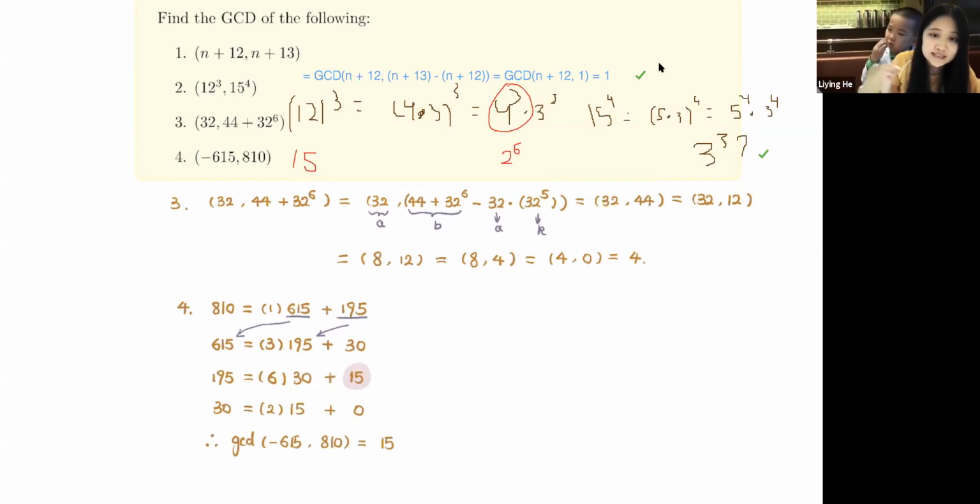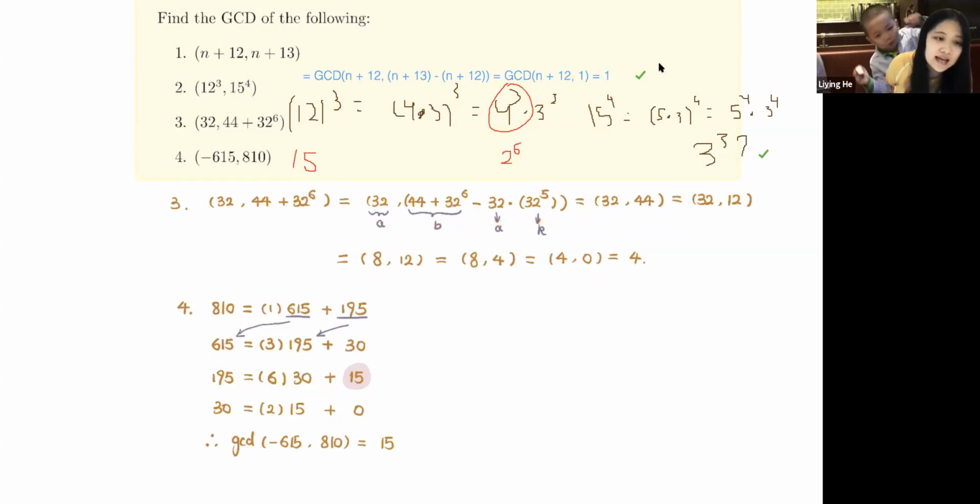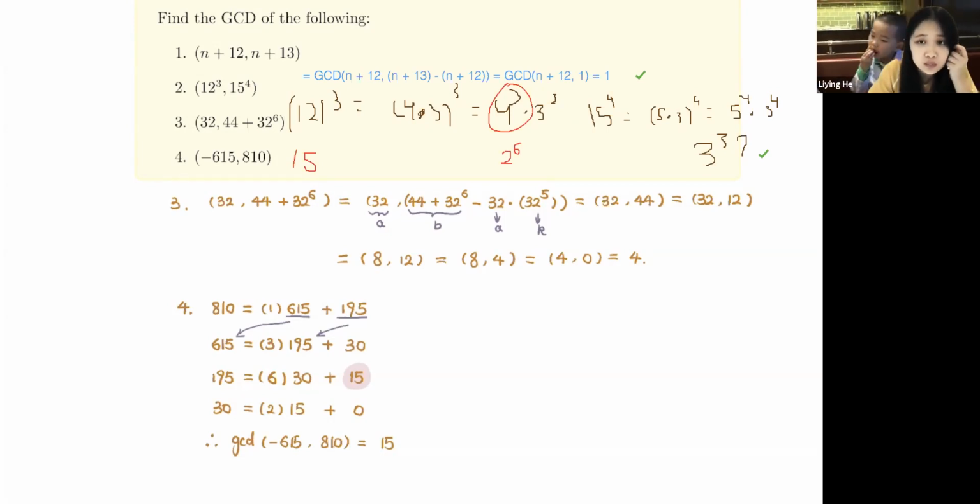Well, you can use the other method, which is using the proposition as well. If they didn't ask you to use the algorithm, then you can use this as well. Any question? Yes, exactly. Question? If no question, I'm going to move on to the next one.